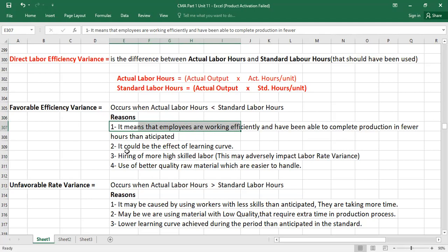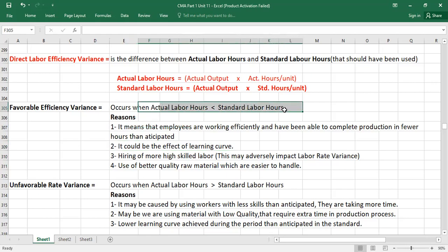Second, maybe it could be the effect of the learning curve. As per learning curve theory, as the labor or employees gain experience in repetitive work, their time to produce the next units will reduce. So this could be the effect of the learning rate. Maybe that is why, due to the learning experience, we took fewer actual hours than standard hours.